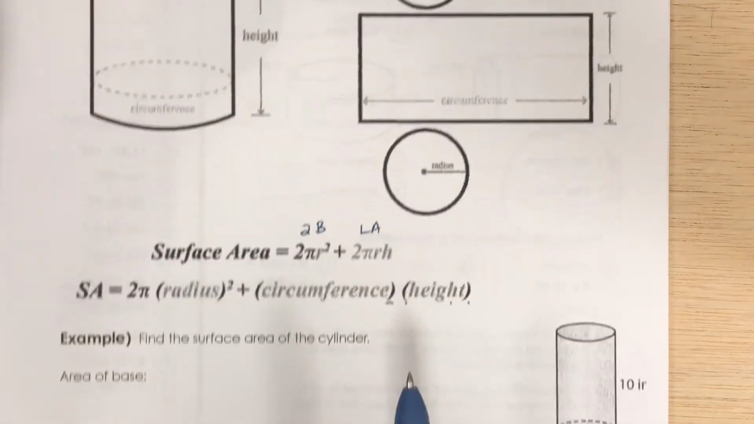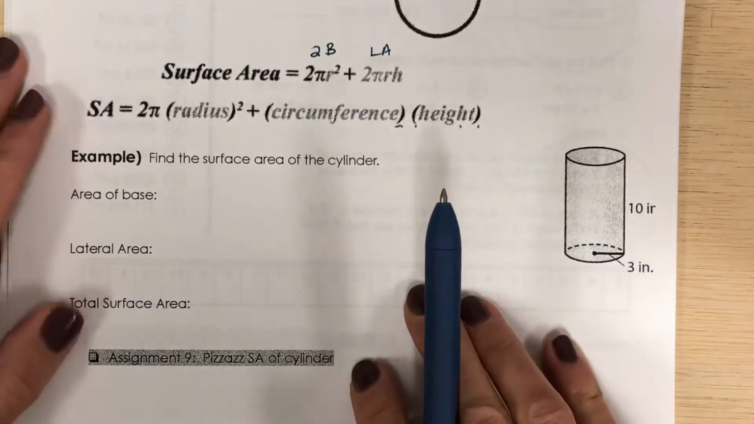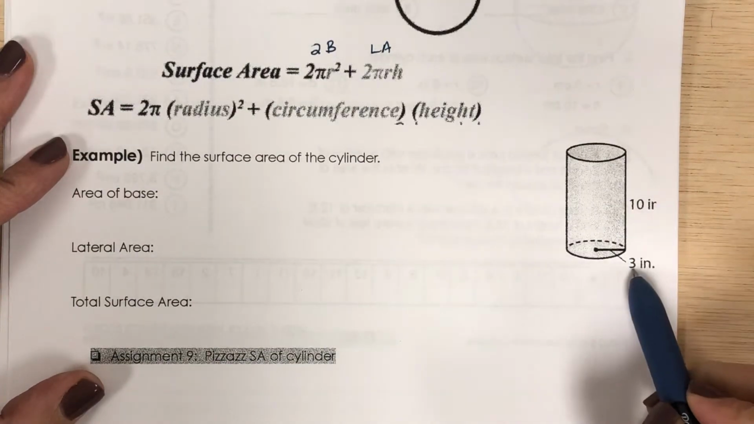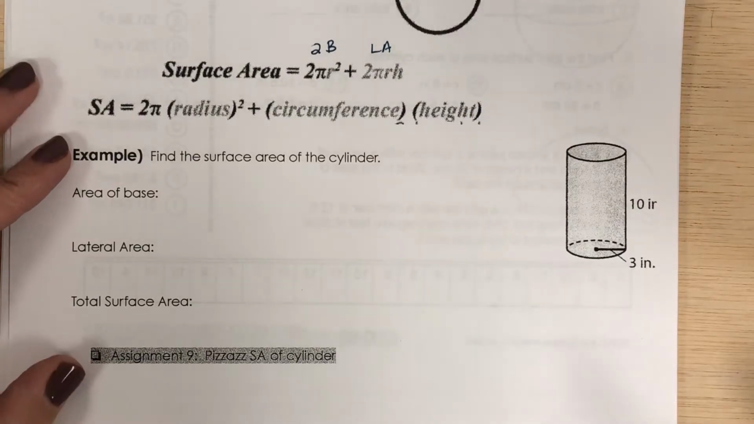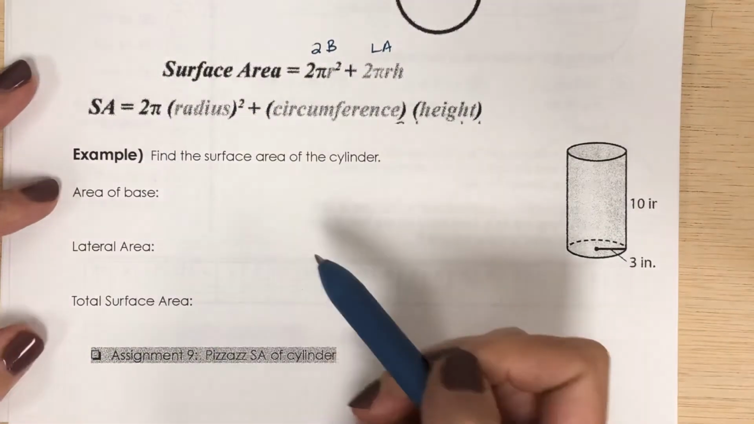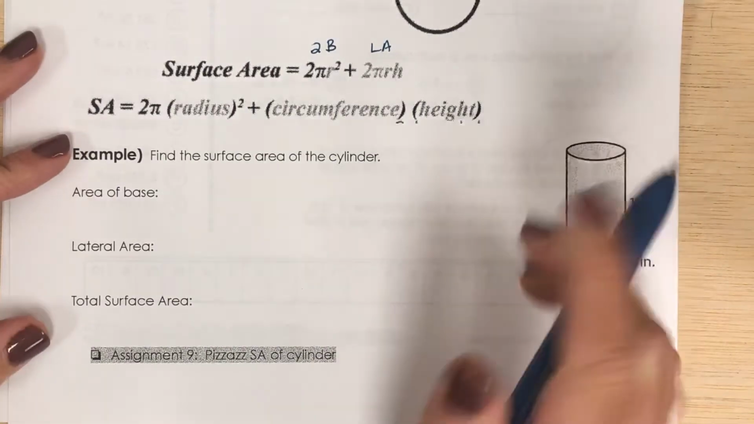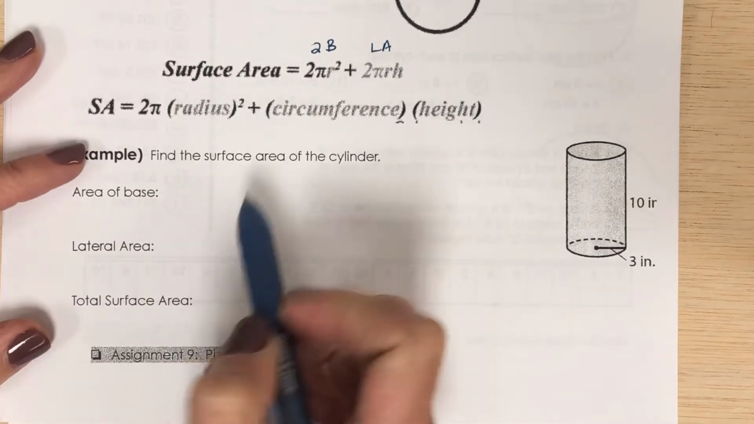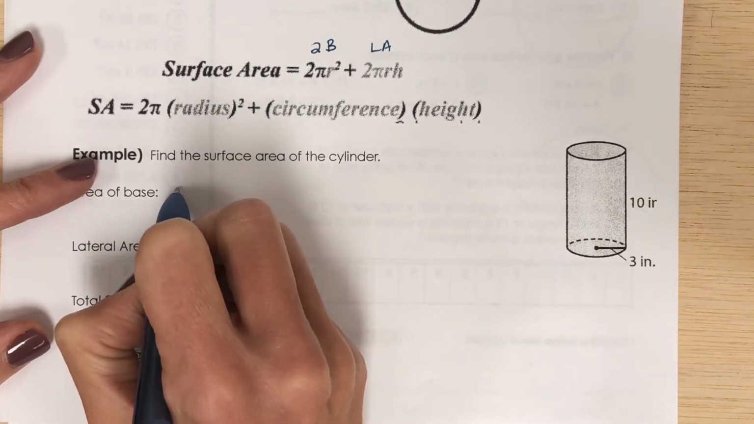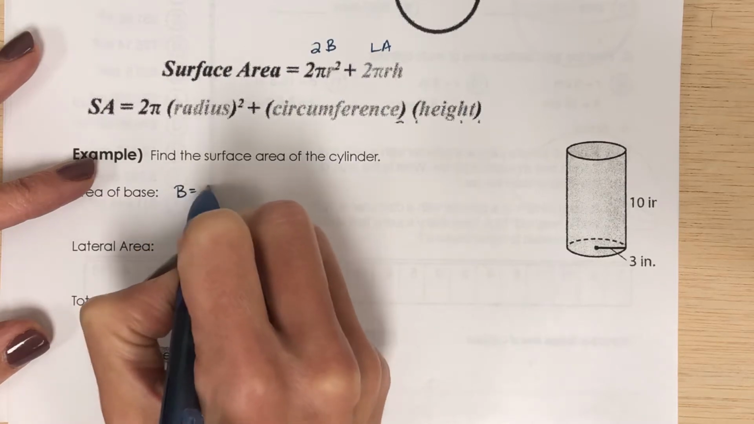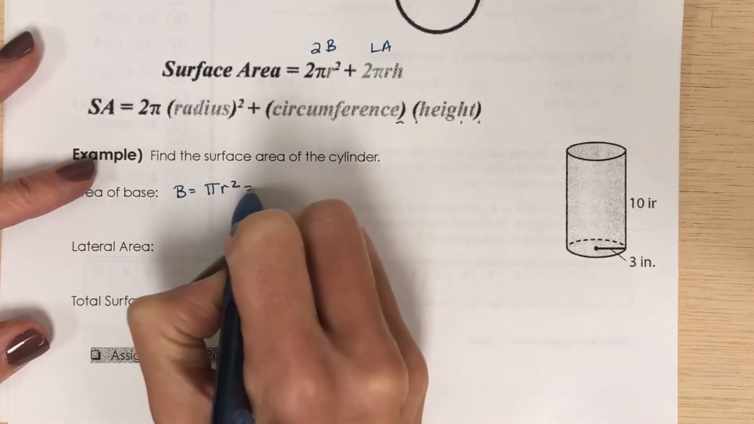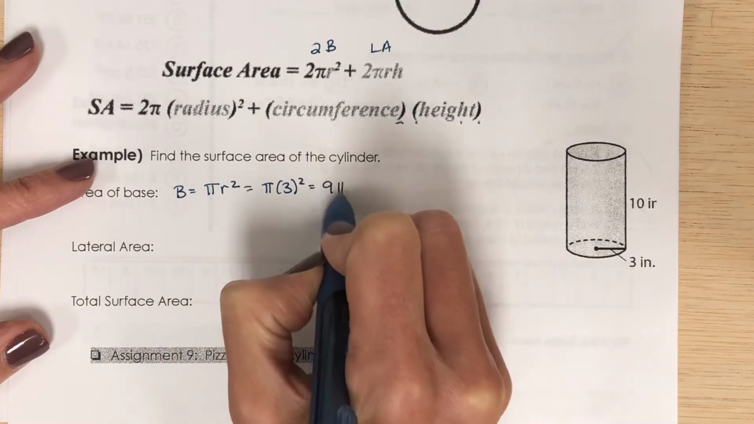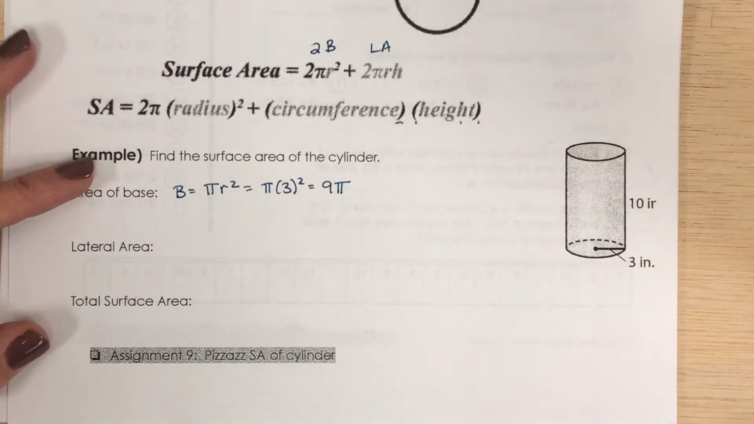So let's go ahead and do an example. Find the surface area of this cylinder. Well, I know it's the same cylinder I had before. I have a radius of 3 and a height of 10 inches. So again, with surface area, it's important that we label because there's a lot going on, and labeling will help us. So let's find the area of the base. My base is a circle, so the area of my base is pi r squared, and that's pi times 3 squared, which is 9 pi. I'm going to leave pi in my answer.